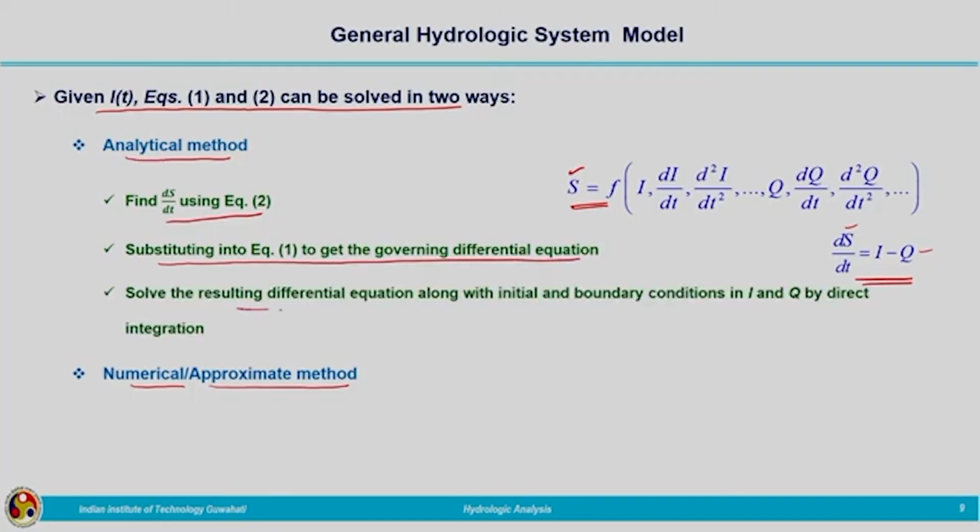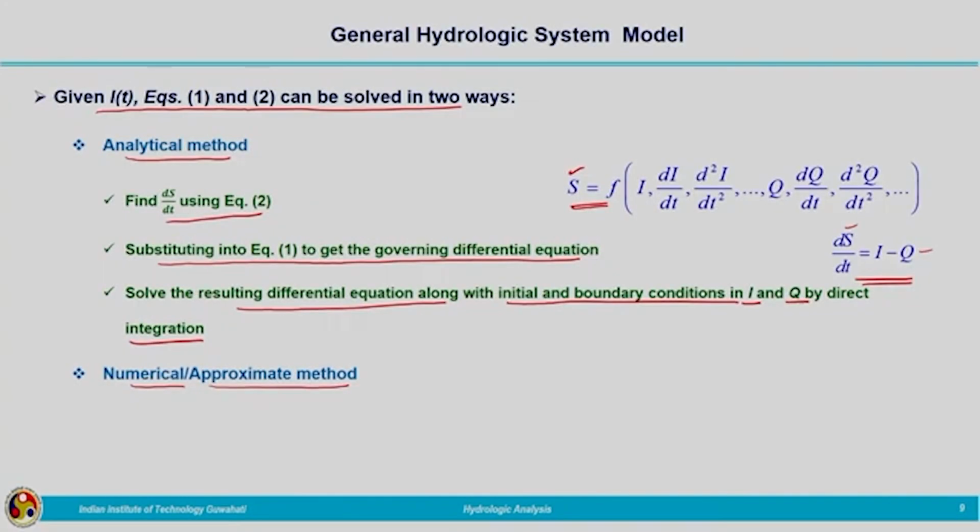Now the resulting differential equation can be solved by making use of the initial and boundary conditions in input I and output Q by direct integration. That is, we have a differential equation in terms of dS/dt, so that can be solved by integrating it. For integrating that, we need to have certain understanding about the inflow and outflow, because storage is a function of inflow and outflow. That is what is done in the case of the analytical method.